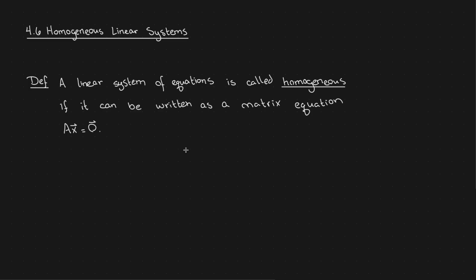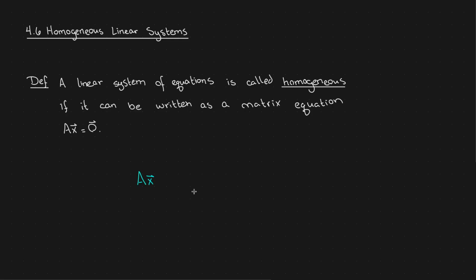Notice first, any linear system of equations can be written as a matrix equation, right? Generally, a linear system of equations, we saw, can be expressed in the form Ax equals b for some vector b, where A is the coefficient matrix. A homogeneous linear system of equations, then, we write the same thing down, except it's the special case where vector b is the zero vector. That's what makes it a homogeneous linear system of equations.